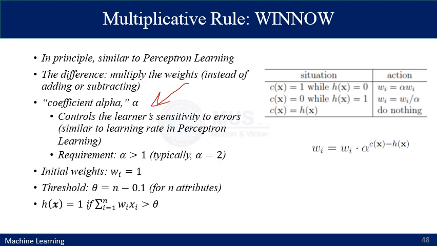So we calculate the weights with the formula W_i multiplied by alpha to the power of the difference between the predicted and the actual outcome. The initial weights are assigned to 1 and the threshold of weights is n minus 0.1, where n stands for the number of attributes in the examples. So the prediction is 1 if your estimation is greater than this threshold value.